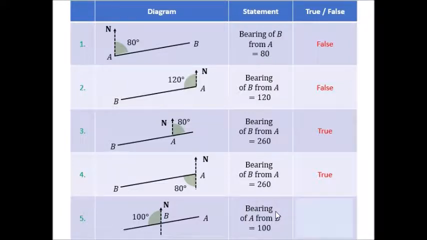Question 5, the bearing of A from B. Put our compass at B, because that's where we're going from. Well, we have to measure clockwise from B to go towards A, therefore it's this angle here. So it can't be 100, because these two angles will add up to 180. Therefore the angle here has to be 80 degrees. That bearing would be 080, not 100. Therefore it is false.